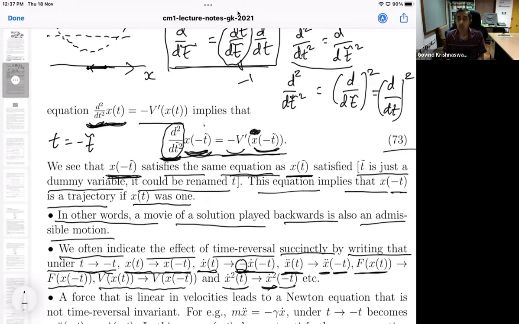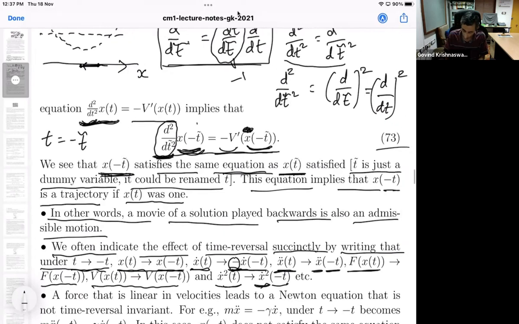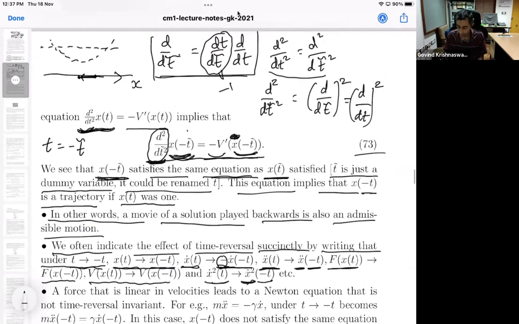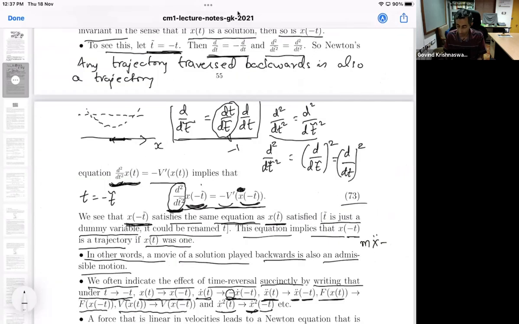Let us use these rules to verify that Newton's second law is unchanged. Newton's second law said that m x double dot is equal to minus V prime of x. Under t goes to minus t, x double dot will go to x double dot. Of course, it's evaluated at minus t. I am suppressing that. The main thing is that there is no change in sign. So also with V, no change in sign. So we say that this equation is time reversal invariant.